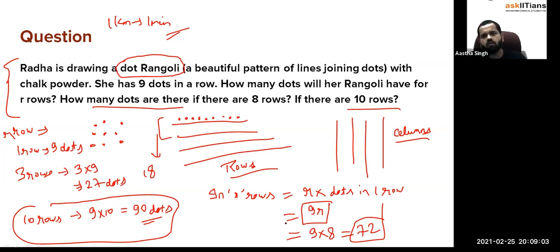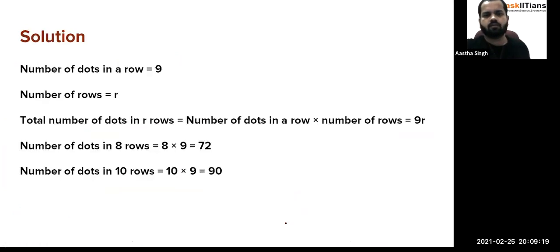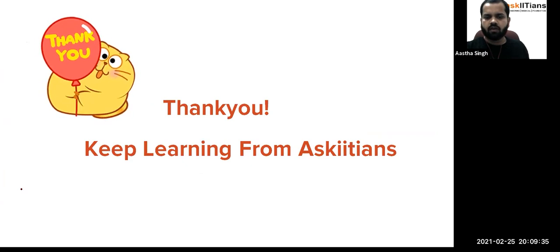So if your r is equal to 8, just multiply 9 into 8. If r is equal to 10, just multiply 9 into 10. If r is equal to 100, suppose the question asks how many dots will be there in 100 rows, just multiply 9 into 100. That is 900. Yeah, the same question, the same solution. I think you all have got the point.